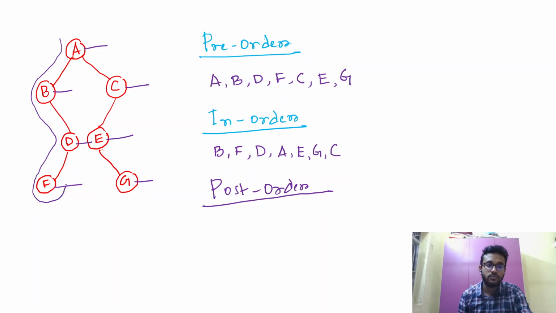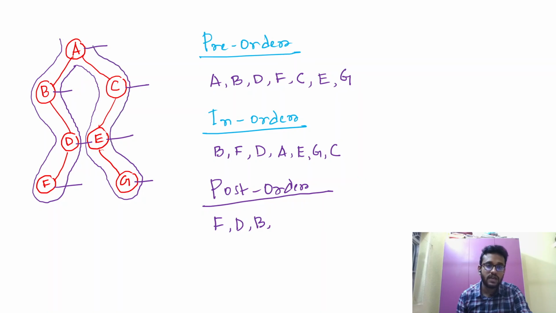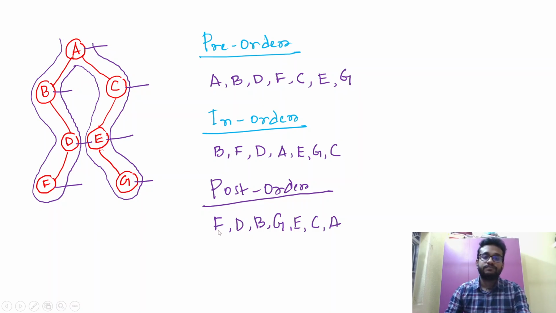Going. No. F, D, successfully intersect B. So F, D, B, then after C, E, G, okay, G, E, C, A. G, E, C, A. This is for the post order traversal.